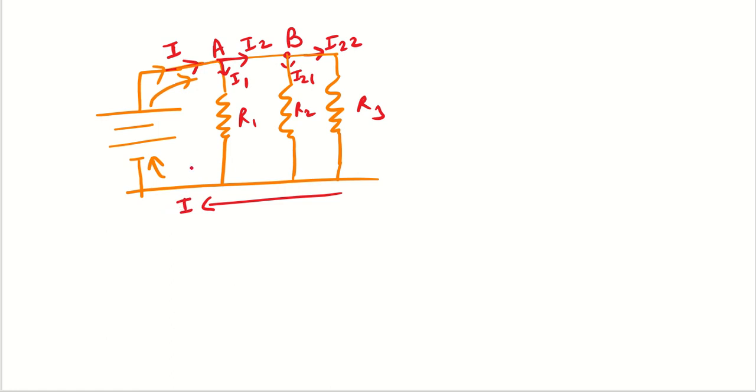So whenever you see that the current, after the initial beginning, distributes in various components, then you must say that they are connected in parallel, right? So now you know how to recognize whether components are connected in parallel or series. So these three resistors are connected in parallel to this battery.